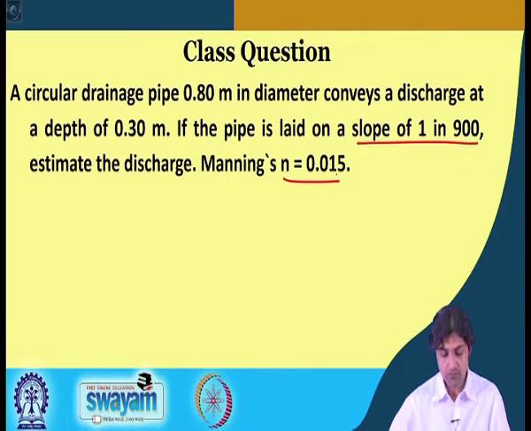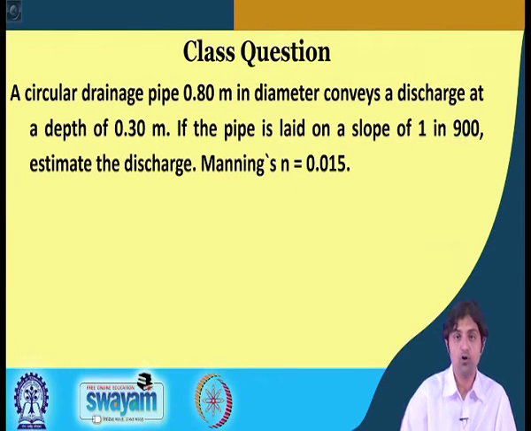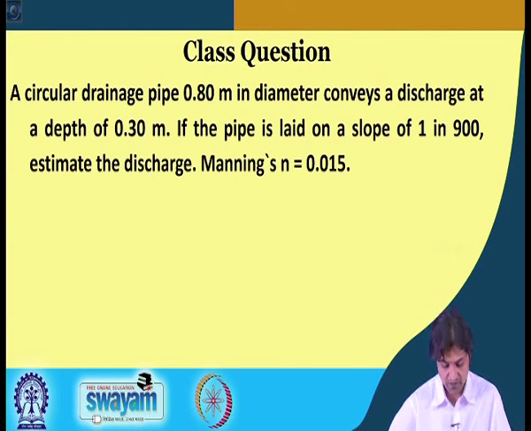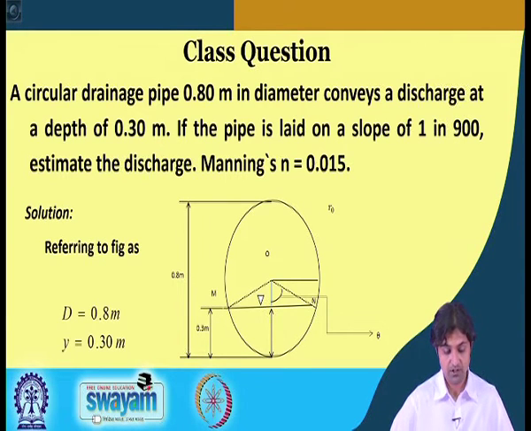Most importantly, you have to always find out the area and the wetted perimeter. This is a circular drainage pipe and it will look something like this. So, D is 0.8 meter and Y is 0.30 meter.